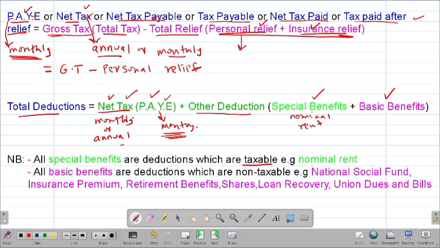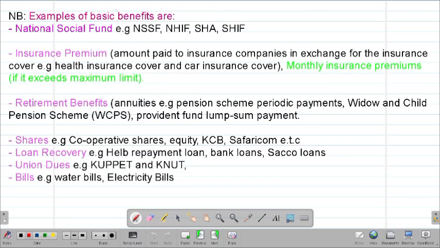A good example was what? The nominal rent. Then basic benefits, what we are calling the basic benefits, these are deductions that are non-taxable. That is, they are not subjected to taxation. A good example is the National Social Fund, insurance premium, retirement benefits, shares, loan recovery, for example, HELB, union dues, and also other bills. So we look at examples of basic benefits.